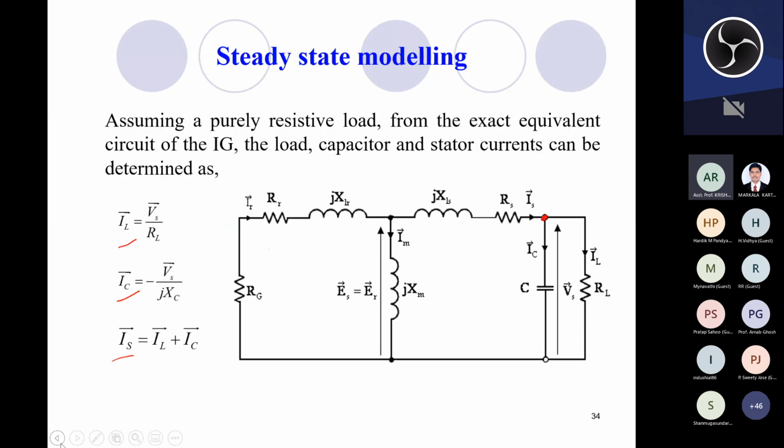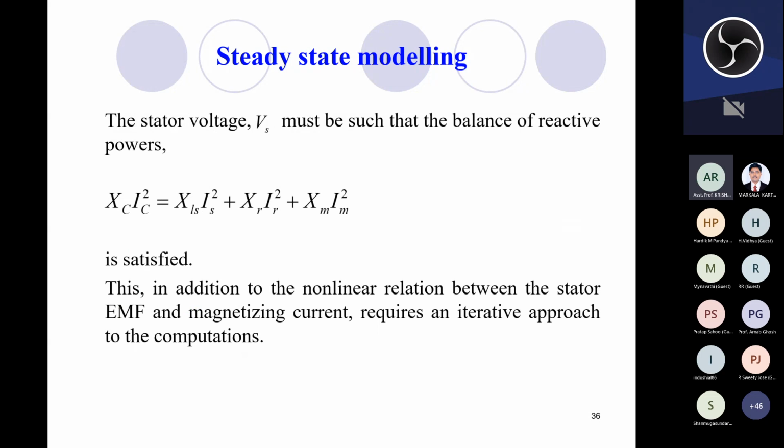Now, using these equations, we can calculate the capacitor using the concept of reactive power balance. After calculating all these currents IM, IR, IS and IC, we can calculate the capacitor value using the reactive power balance. Whatever reactive power is consumed by the magnetizing reactance, rotor leakage reactance and stator leakage reactance has to be supplied by the capacitor connected to the stator terminals. Using this concept, we can calculate the minimum value of capacitor which is required to initiate the voltage build-up procedure.